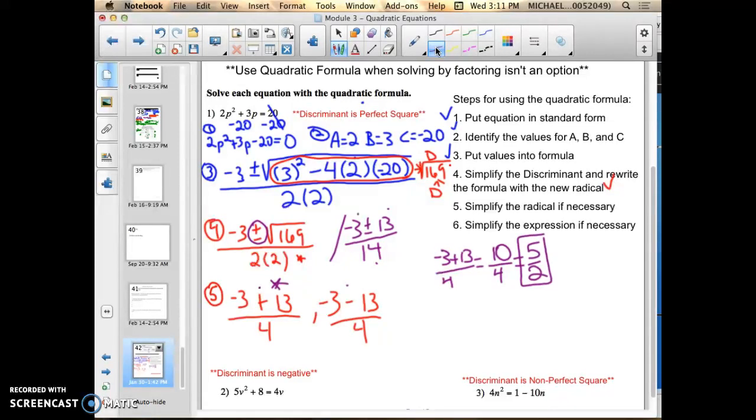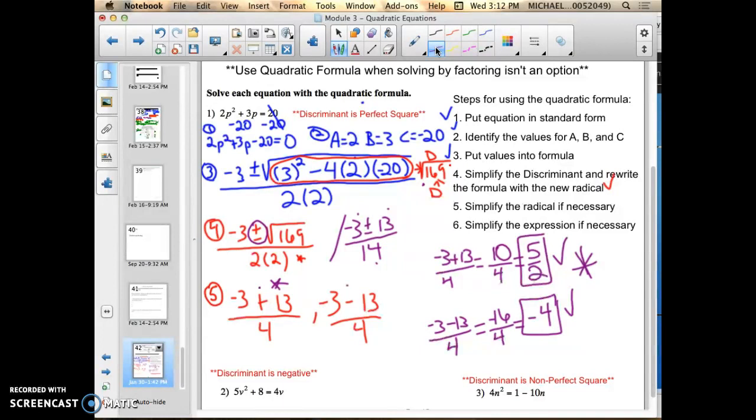Now let's go to the other piece of step 5. Negative 3 minus 13 over 4. That equals, negative 3 minus 13 is a negative 16 over 4, and that simplifies to negative 4. My other solution is negative 4. So I have found my 2 solutions, 5 halves and negative 4. And if you remember from Objective 5 when we were working with the discriminant, if the discriminant is a positive perfect square, like it was, 169, then it will lead to 2 real rational solutions. And in this case, it did specifically that, all right?